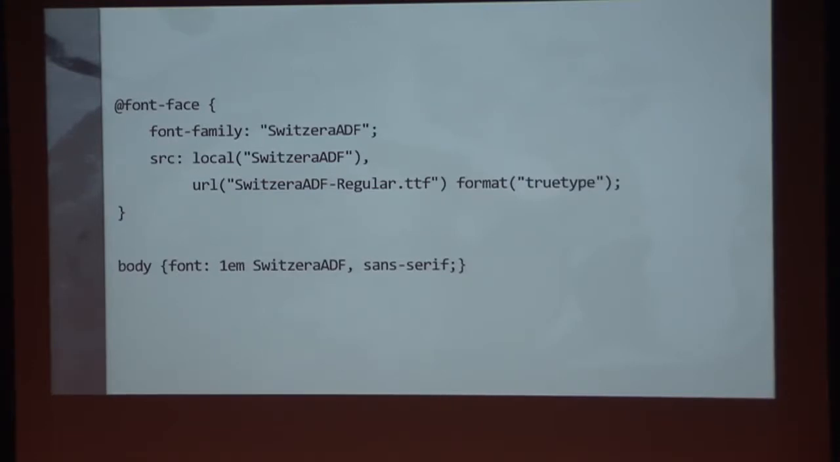Have multiple local calls, so maybe one for Switzera ADF and one for Switzera ADF Regular, because maybe when they installed the font, they decided to rename it. Now, obviously, you're not going to come up with every variant of the name for Switzera ADF, but you can come up with a few, right? Just a few alternatives. So you do that, because then, and this is a much reduced version of the bulletproof syntax so that it will all fit on the slide, say, okay, if it's local, use it. If it's not local, download a file, whichever file you can handle, and then you can just very quickly, in your CSS, say the body, 1em Switzera ADF.